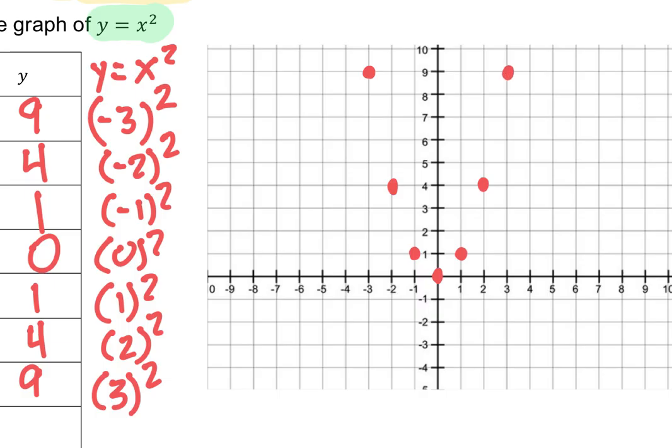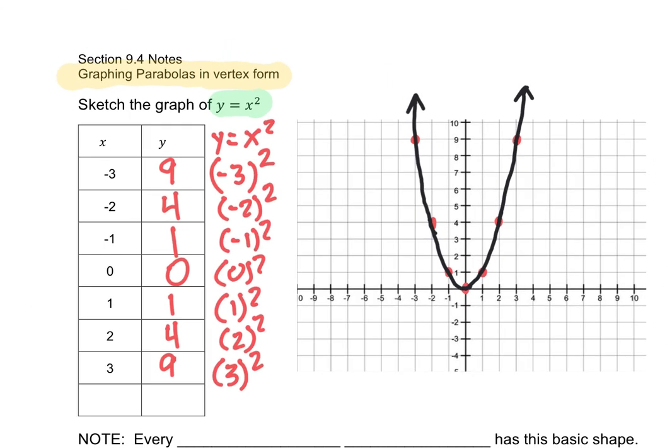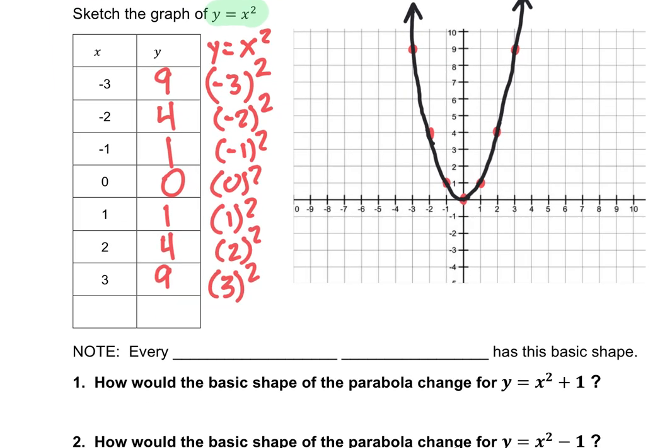So I don't know about you, but we could kind of see our parabola already taking shape here. So let's go ahead and connect those points. Remember, a parabola is round at the bottom, not pointy. That would be an absolute value. So we have our parabola here. Let's go ahead and move on to the next part.